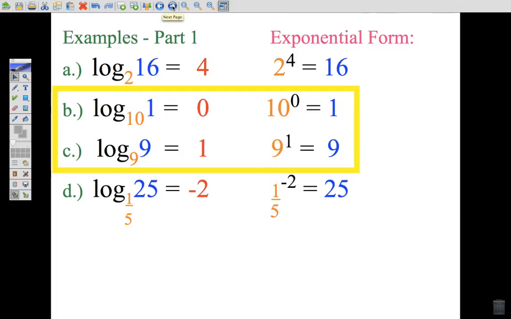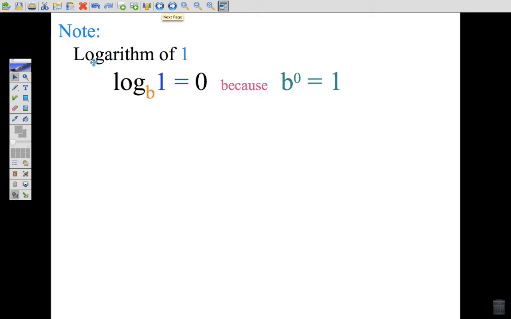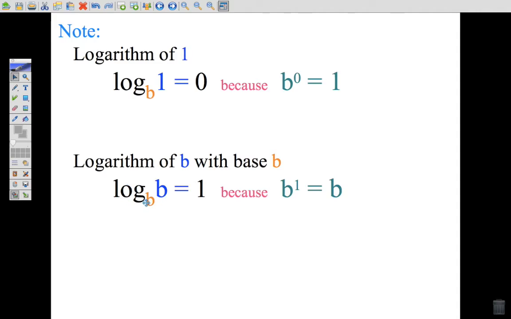Now to our shortcuts, if you will. Please note, anytime you have the logarithm of 1, in this case log base b of 1, that will always equal 0. Why? Because of the 0 exponent property. B to the 0 exponent will always equal 1. Next property. Note that if you're taking log base b of b, the base and what you're taking the log of are the exact same number, that will always equal 1. That's because b to the first power is always just equal to b. So these two items are good to know as shortcuts.